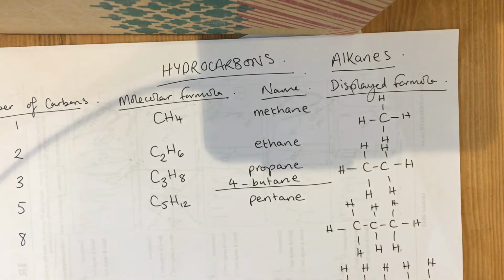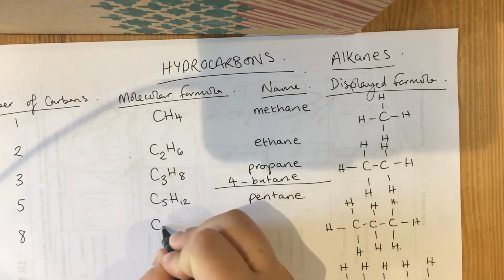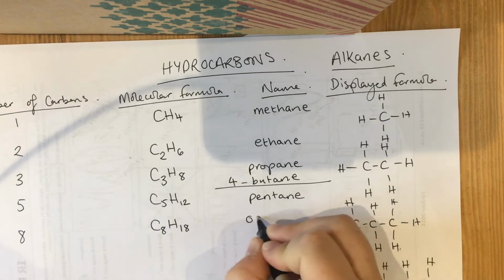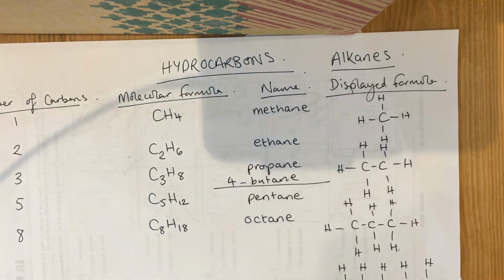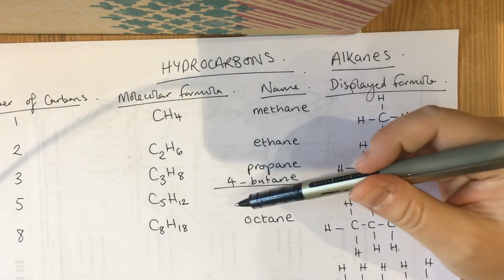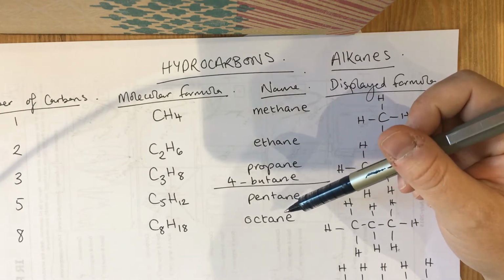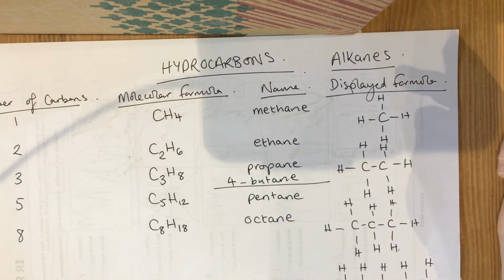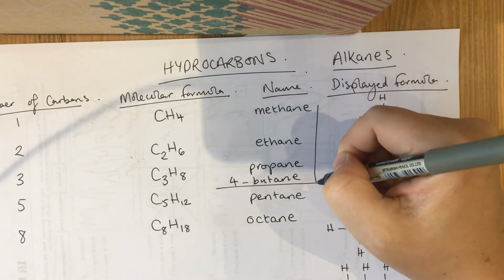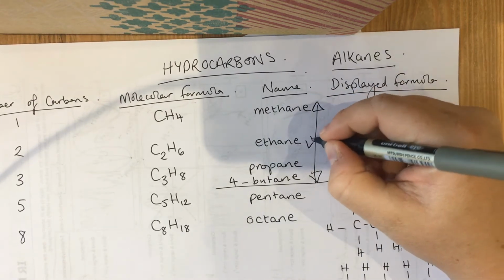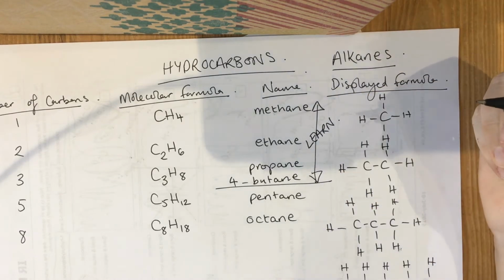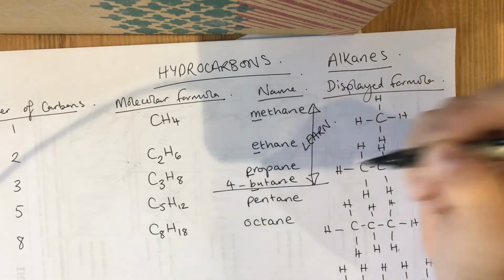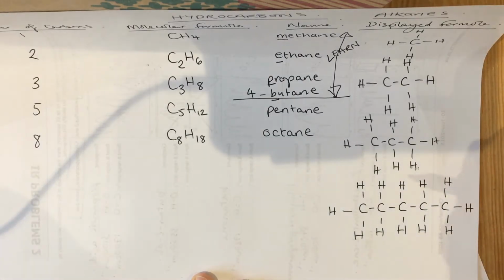8 carbons, I won't draw, you get the idea, has 8 carbon atoms and 18 hydrogen atoms and is called octane. The ones in between you can have a think about. 6 carbons would be hexane, 7 carbons is heptane, 8 carbons is octane, 9 is nonane, and 10 is decane. But you actually only need to know the first 4: methane, ethane, propane, and butane. Some people like a little acronym to remember that. Monkeys eat peanut butter.